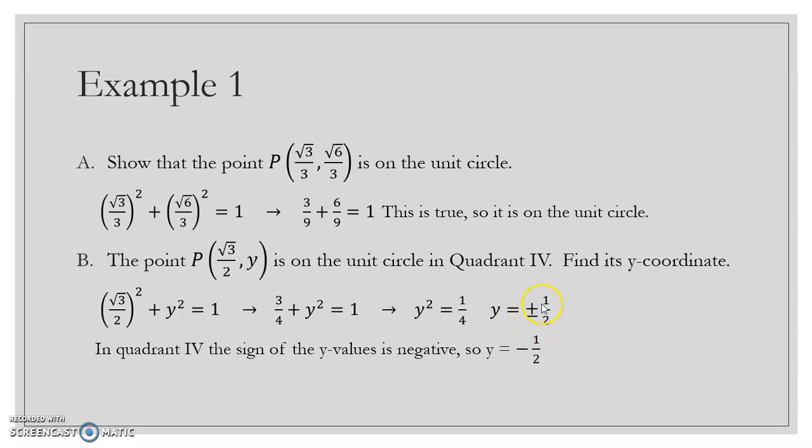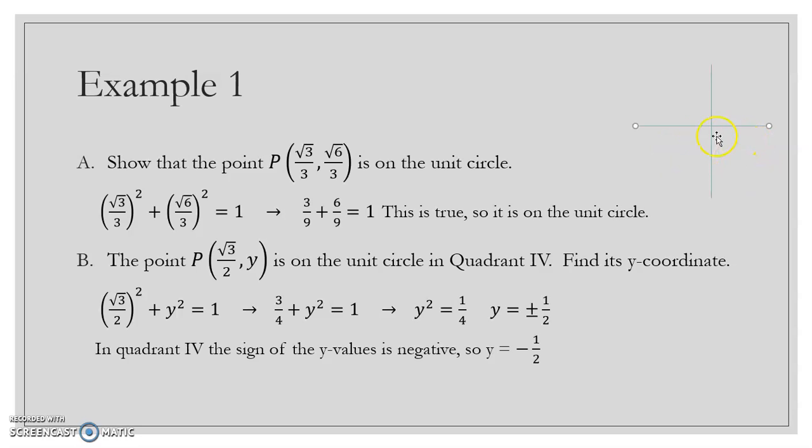Now, I need to pick between plus or minus. So in quadrant 4, the sign of the y value is negative, and you can check that by picking any point in quadrant 4. And if you remember, the quadrants are labeled, let me just get a line here. Oops, that was a bad line. The quadrants are labeled so that, one more line, there we go. This is quadrant 1, quadrant 2, quadrant 3, and quadrant 4.